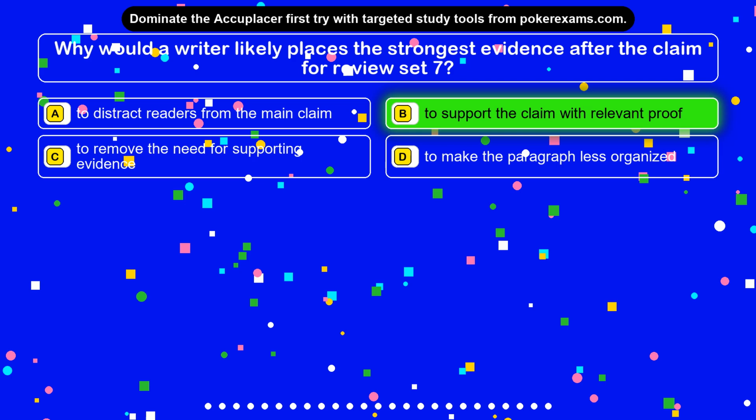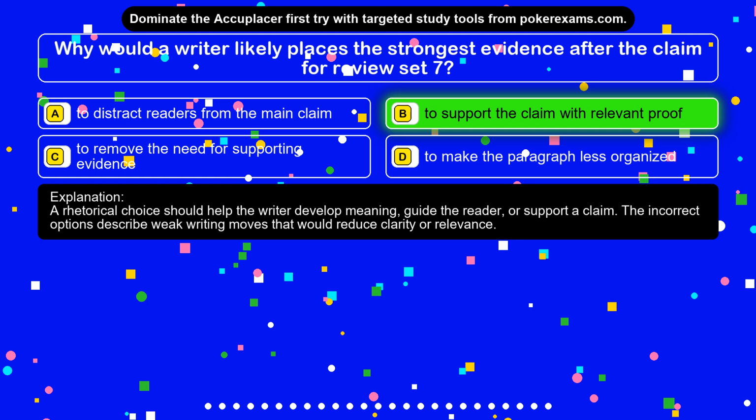The correct answer is option B, to support the claim with relevant proof. A rhetorical choice should help the writer develop meaning, guide the reader, or support a claim. The incorrect options describe weak writing moves that would reduce clarity or relevance.